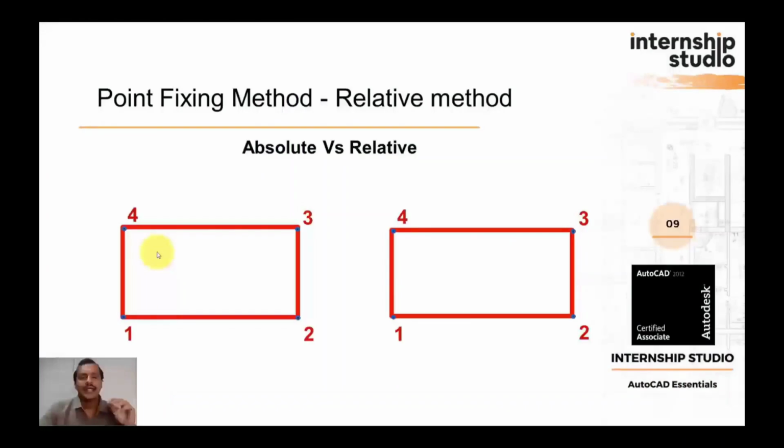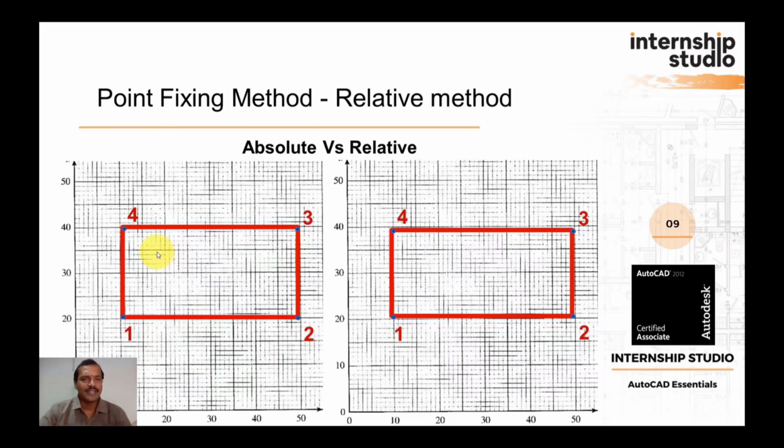Okay, right. Let us make the comparison between absolute method versus relative method. Both the methods, we are drawing the same rectangle. So both the rectangles should be identical. Okay, right. So what is the difference then?